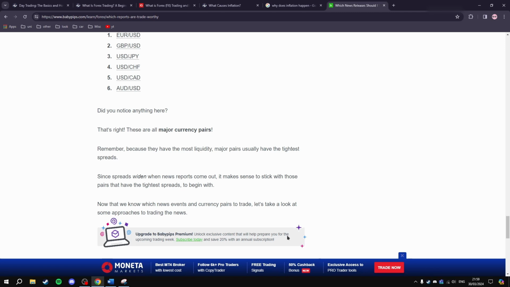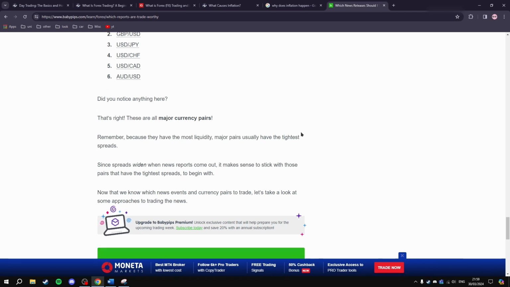Now that we know which news events and currency pairs to trade, let's take a look at some approaches to trading the news.